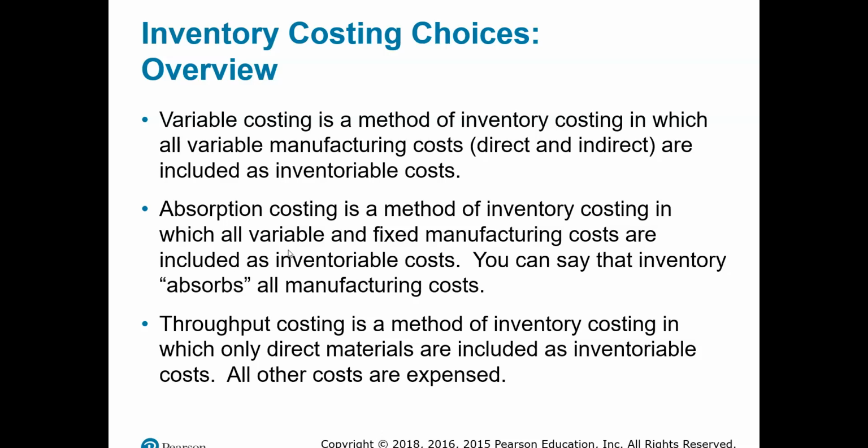Throughput costing is a method of inventory costing in which only direct materials are included as inventoriable costs. All other costs are expensed.